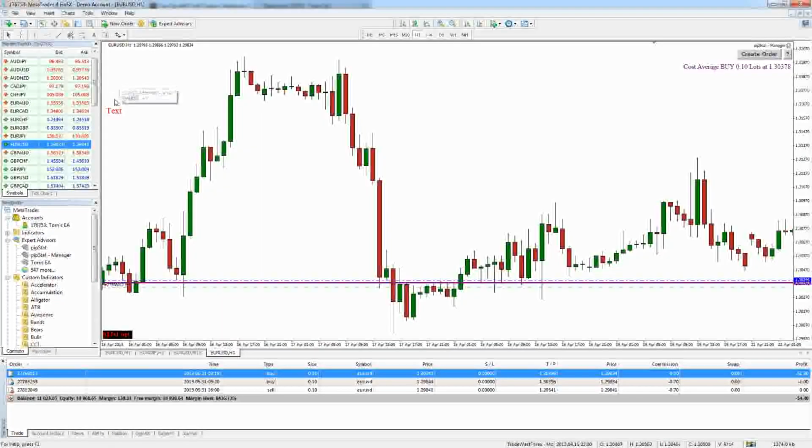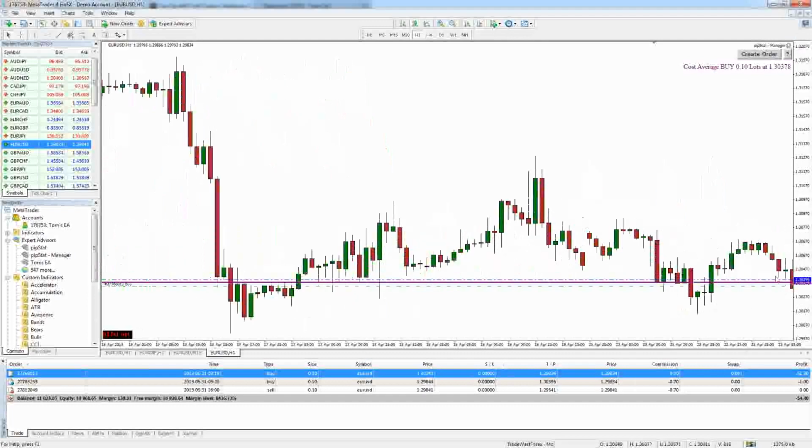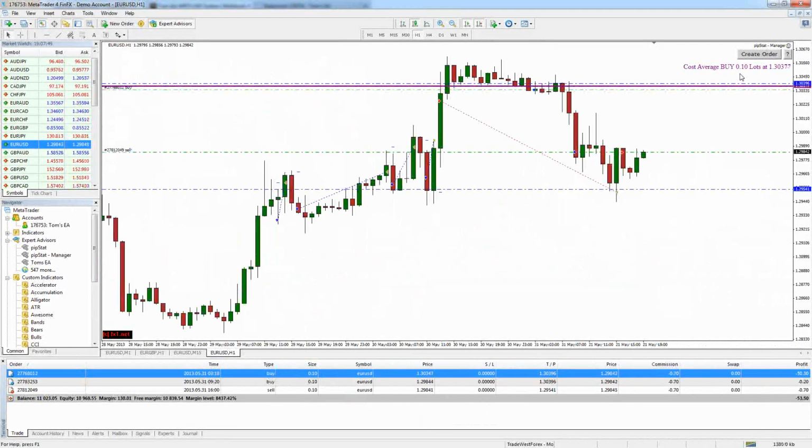So this is PipStat Manager showing us this purple line. What that did is it looks at all these positions, it looks at the lot size, the direction, the price, and comes up with the exact current break-even price and what the actual aggregate position is. What it's telling us is with TomZA right now, I have a cost averaged buy position of 0.1 lots at 1.30377.